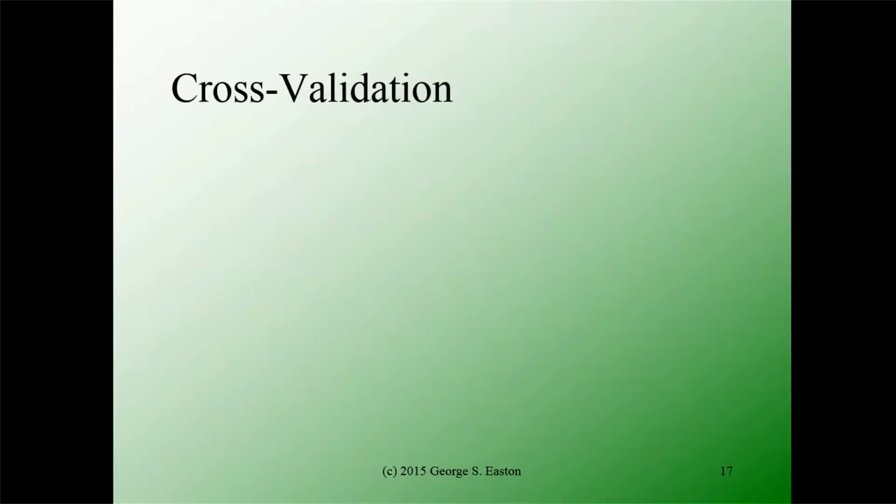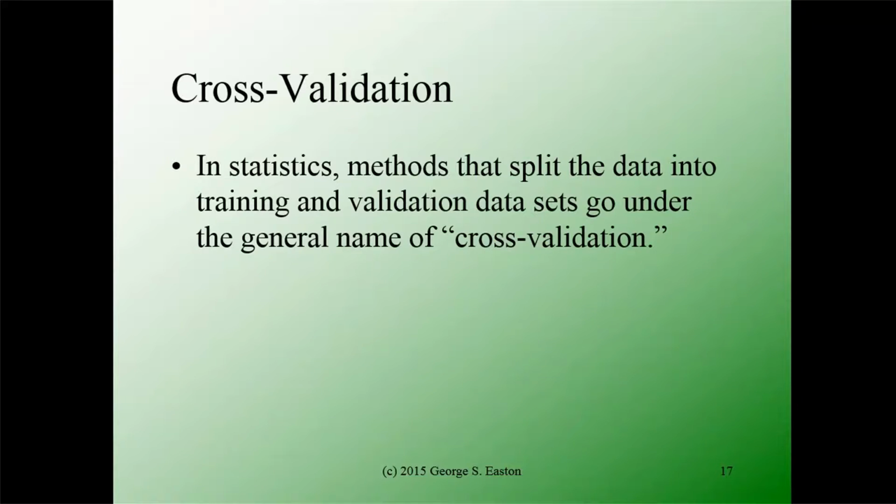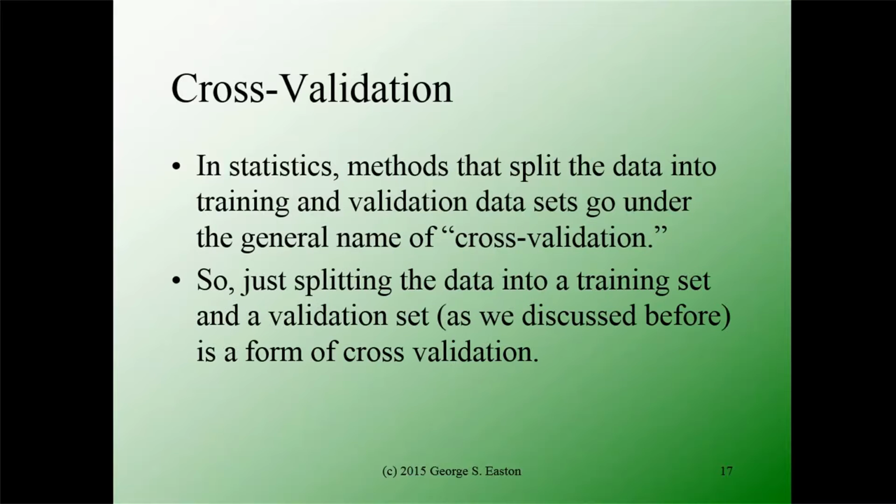So we've talked a lot about the validation data set so far, and we've mentioned cross-validation in passing, but now I want to address cross-validation directly. So in statistics, methods that split the data into training and validation data sets generally go under the name of cross-validation. So what we've been doing, which is just splitting the data into a training set and a validation set, randomly of course, is a form of cross-validation.